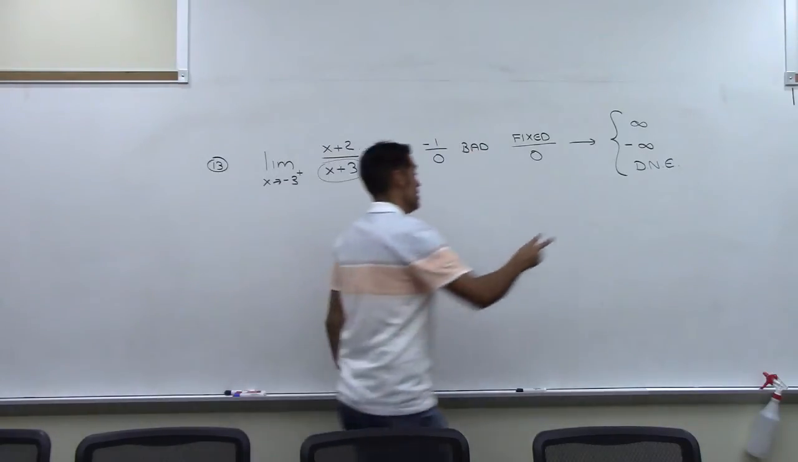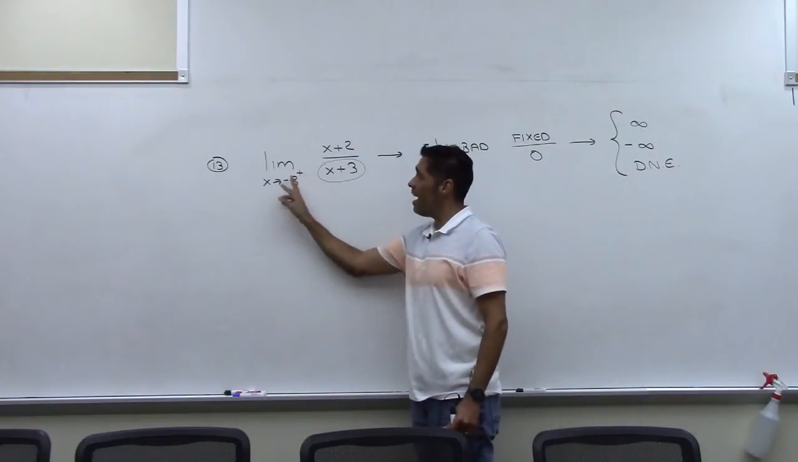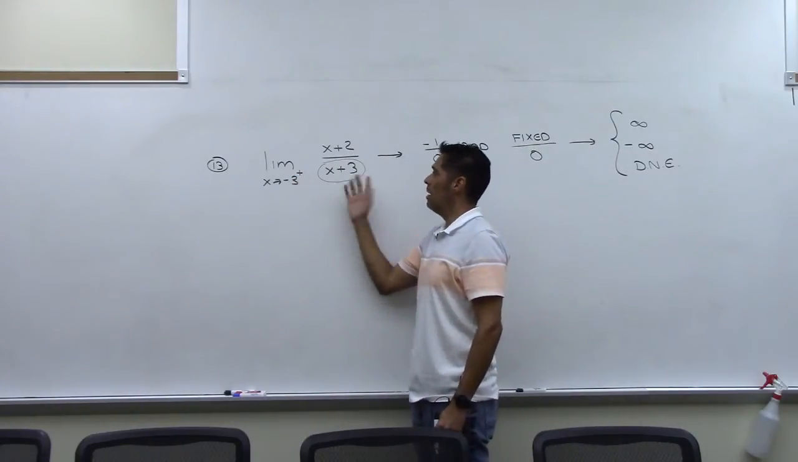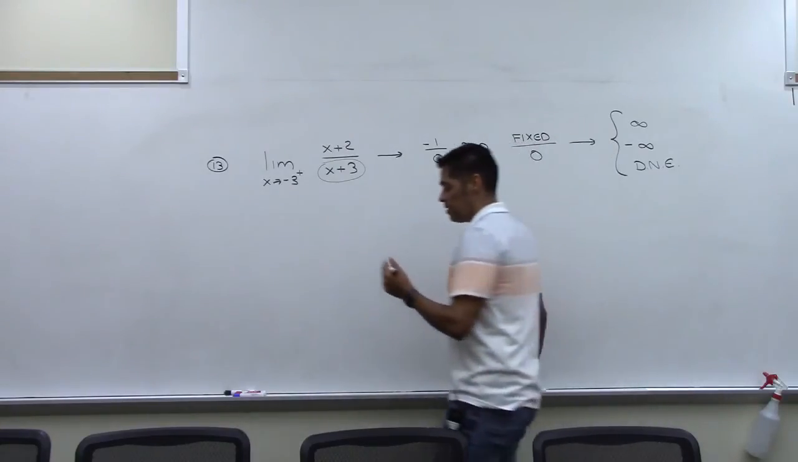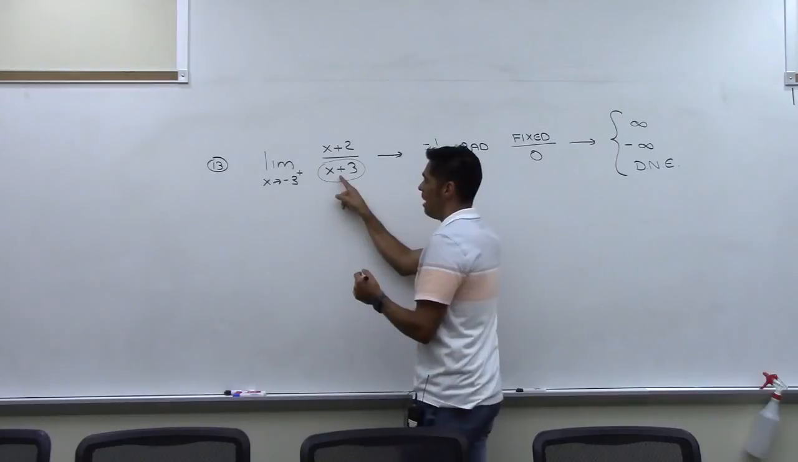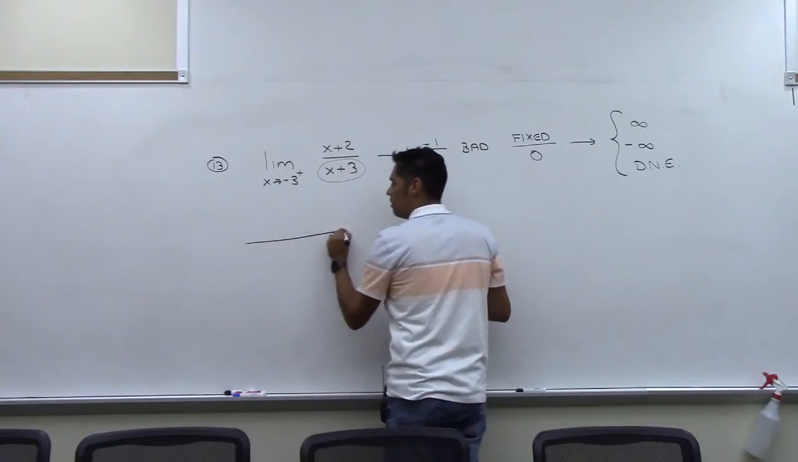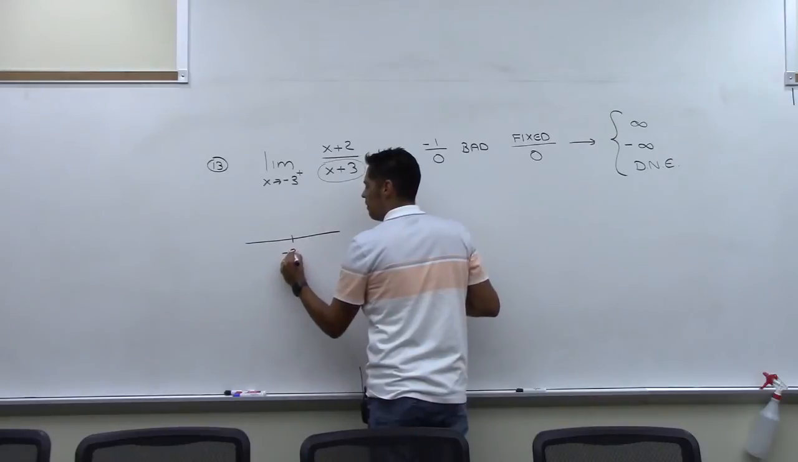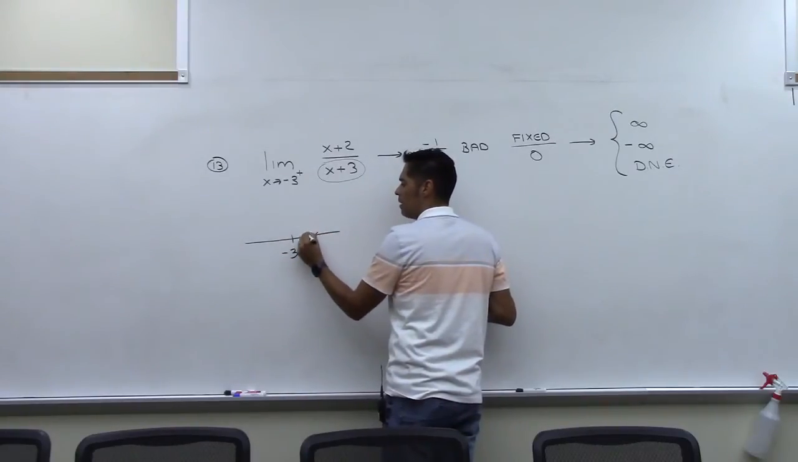So it's really just about determining the signs. The only way we'll get does not exist is if we have to come in from 2 different sides, which here we don't, and we get 2 different answers. So let's do this the way I did in class. I'm going to investigate what's happening here on the bottom as x approaches negative 3. So let me draw a number line. Here's negative 3. I'm approaching negative 3 from the right side, so I'm approaching it like this.